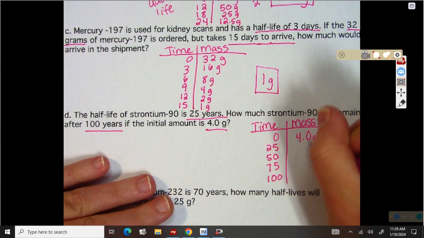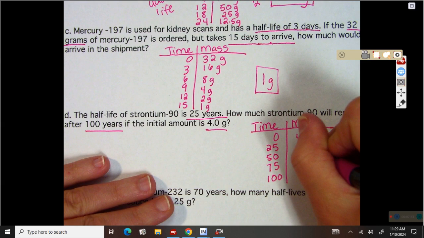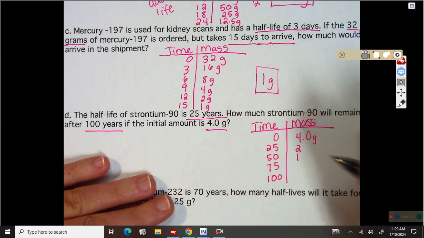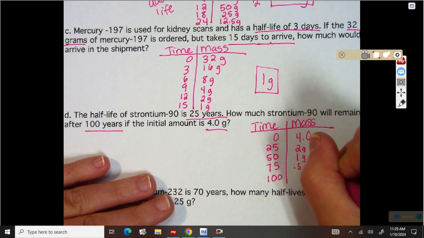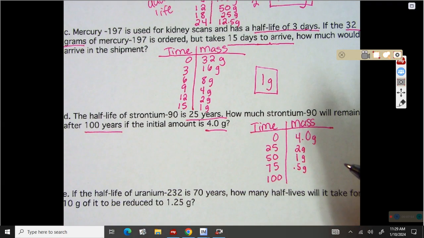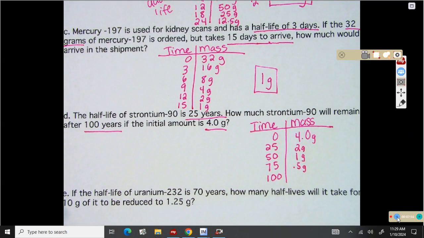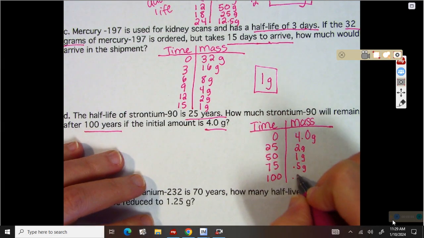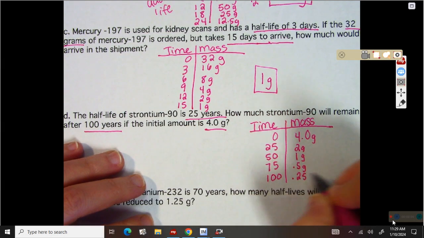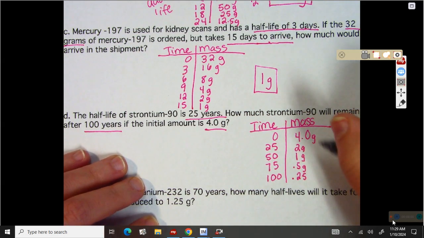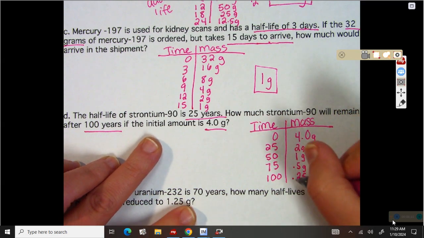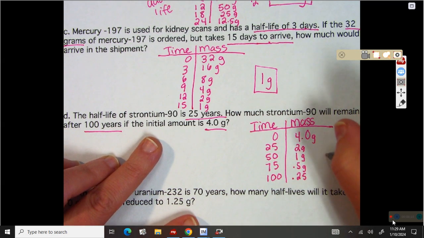So here on the right-hand side, we divide by 2. 4 divided by 2 is 2. 2 divided by 2 is 1. 1 divided by 2 is 0.5. And 0.5 divided by 2 is 0.25. All right, so our mass that we will have remaining after 100 years is 0.25 grams.